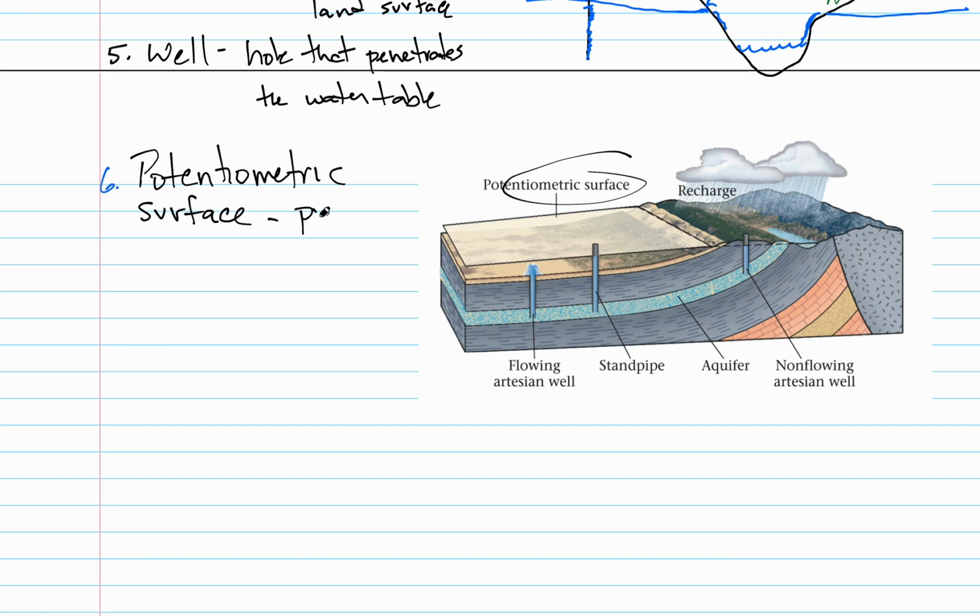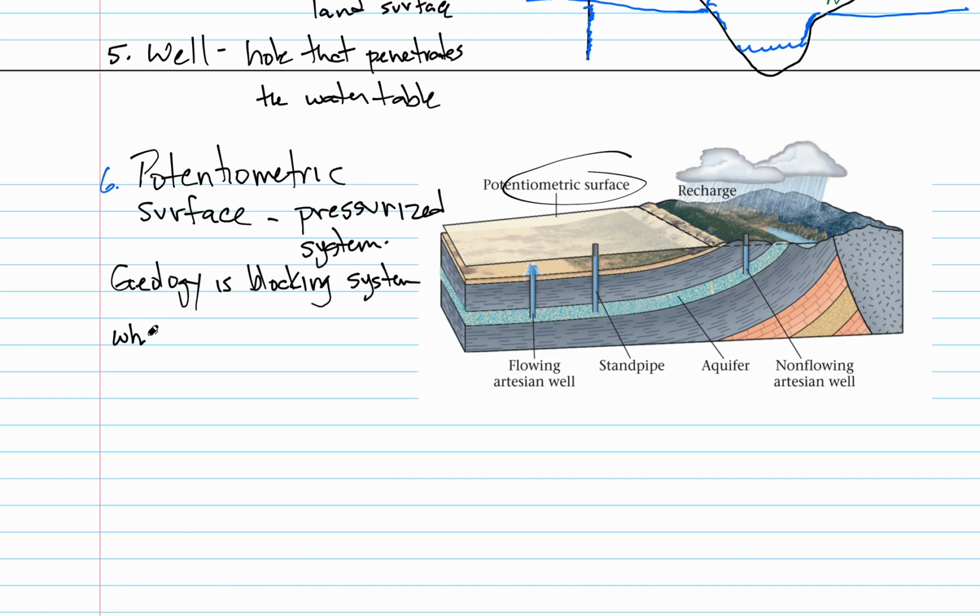So I do want you to say that in a system with a potentiometric surface, we have some kind of pressurized groundwater system where geology is blocking the ability for the water to equilibrate in the way it wants to. Geology is blocking the system. That would be another phrase to use. Maybe we could also say it's the location where the water table would be if it could.